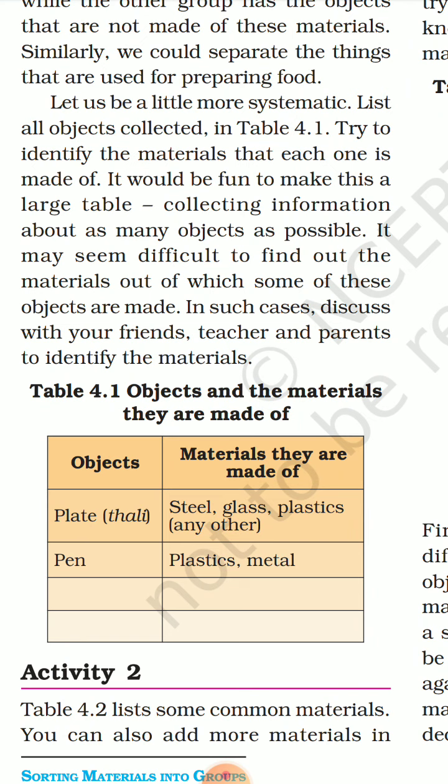If you are having a plate in your room, you will just write plate in the object column, and then the materials out of which this plate is made, you will write in the second column. For example, a plate can be of steel, glass, plastic, or any other. Or you know that plates are also made of mud and soil. So you can write the types of materials out of which this object is made.